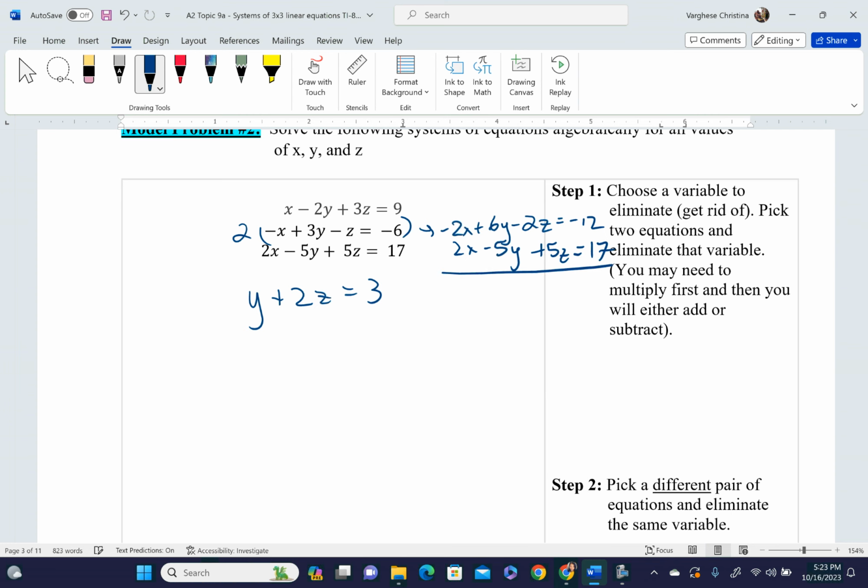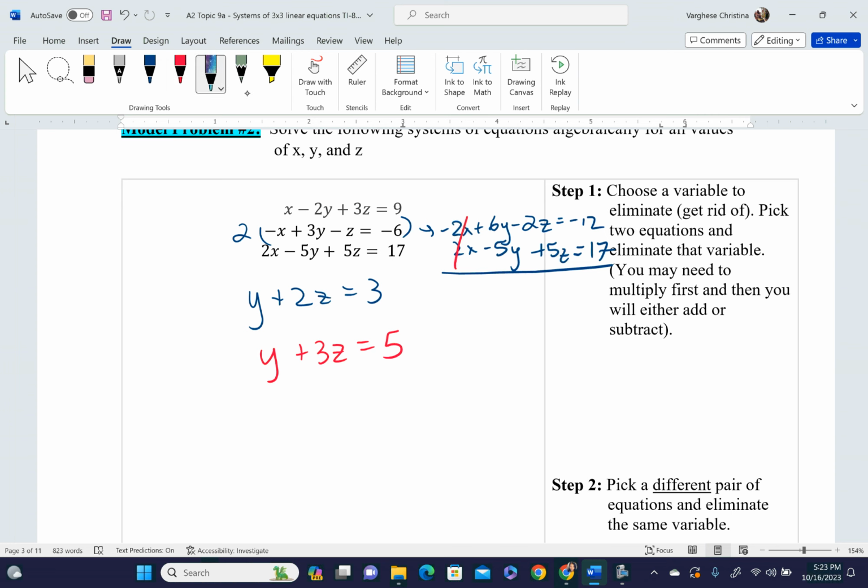Okay, so if I combine these right here, this is going to allow me to cancel this out. 6 minus 5 is y. Okay, this is looking good. Negative 2 plus 5z is going to give me positive 3z is equal to, and 17 minus 12 is going to give me 5. Okay, so now I'm working with these two equations, and what I want to do is get rid of a variable. It's easy to, if I just subtract this, get rid of the y's.